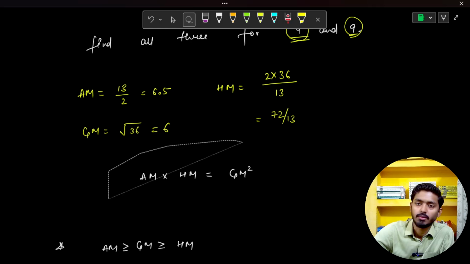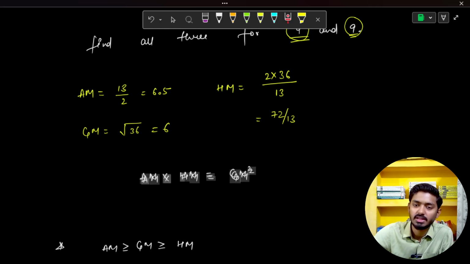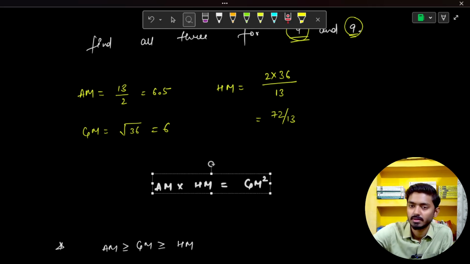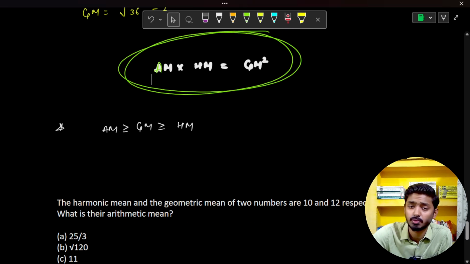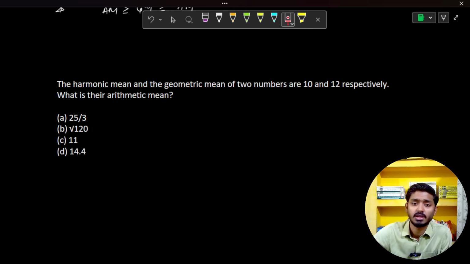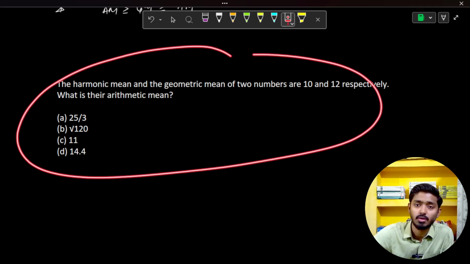Now, there is as well a relation between arithmetic mean, harmonic mean, and geometric mean. The product of arithmetic mean and harmonic mean is equal to the geometric mean squared, and we are going to use this directly in some questions.